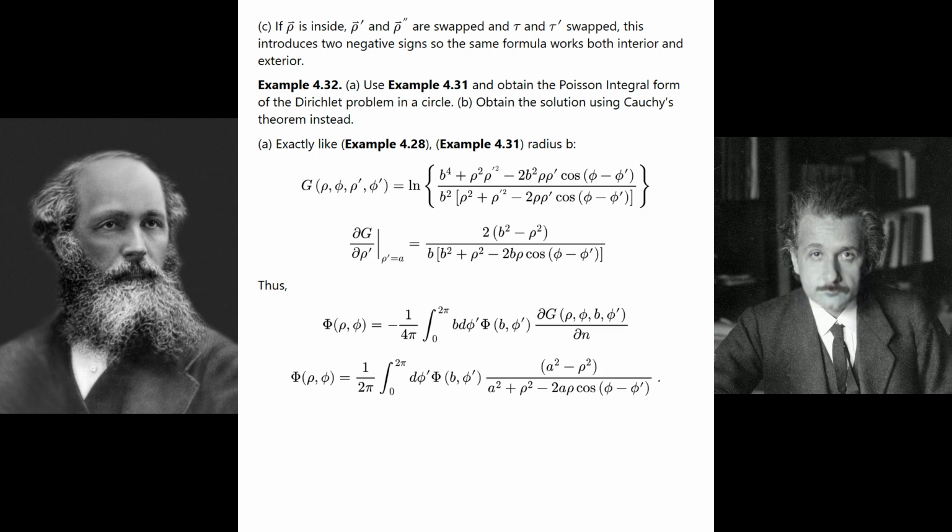Example 4.32. A. Use example 4.31 and obtain the Poisson-integral form of the Dirichlet problem in a circle. B. Obtain the solution using Cauchy's theorem instead. A. Exactly like example 4.28, example 4.31, radius b. See the equation. Thus, see the equation shown.